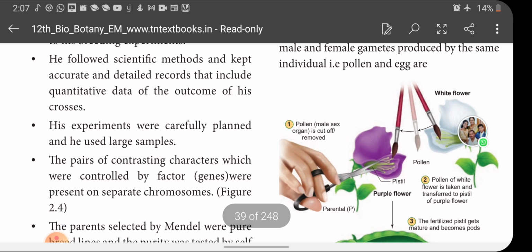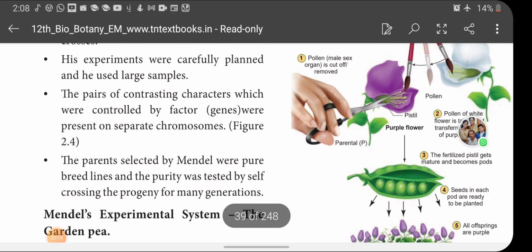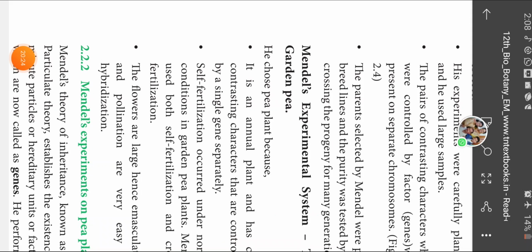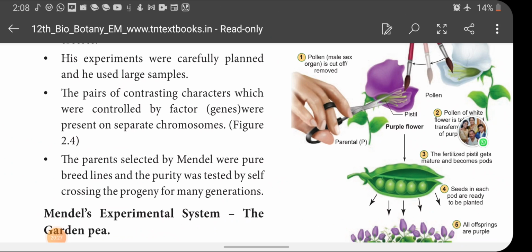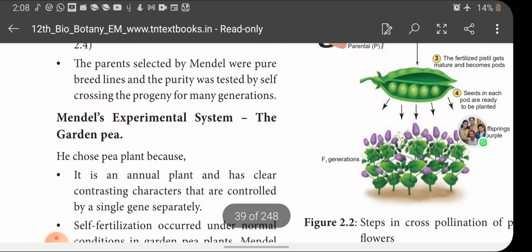His experiments were carefully planned and he used large samples also. The pairs of contrasting characters which were controlled by factors were present on separate chromosomes. So, the 7 contrasting characters which he used for his experiment were present on separate chromosomes, and the parents selected by Mendel were pure breeding lines, and the purity was tested by self crossing the progeny for many generations. And next one is Mendel's experiment system in the garden pea plant.